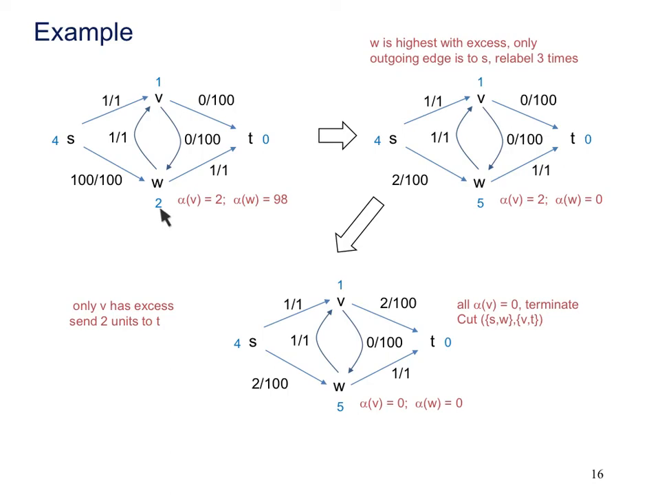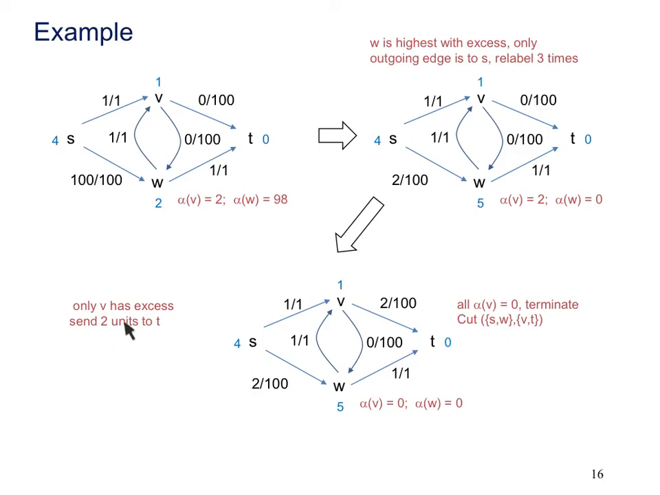So what we're going to do is we'll do 3 relabels of W, and we'll get it up to 5, and then we'll be able to push back the excess from W to S, and that will give us this picture. So we pushed back the excess of 98 back to S. That means the resulting flow from S to W is 2. Okay, W is at a height of 5, and the only node with excess is V, and it has an excess of 2.